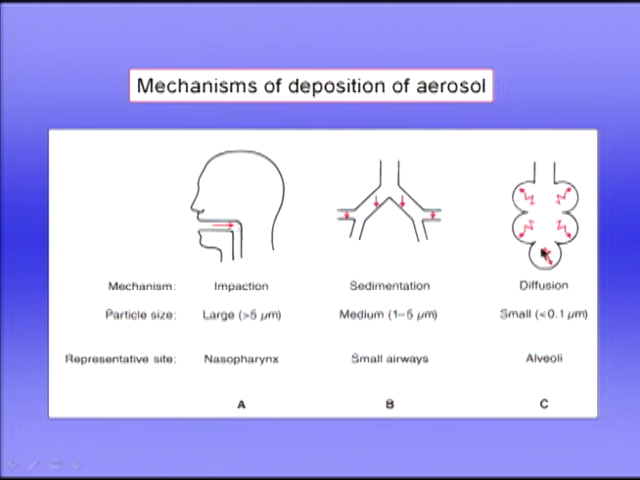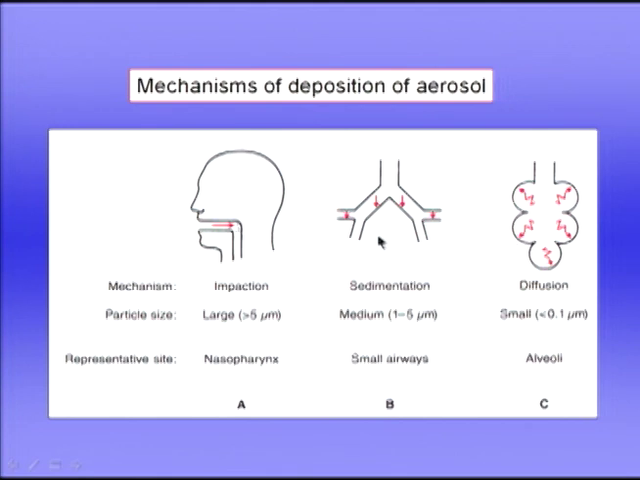And then finally, we've got the very small particles, say less than 0.1 of a micron in diameter, and these have a certain amount of diffusion, although it's still quite slow, but nevertheless some of them can reach the alveoli through diffusion. So you've got these three different mechanisms of deposition.